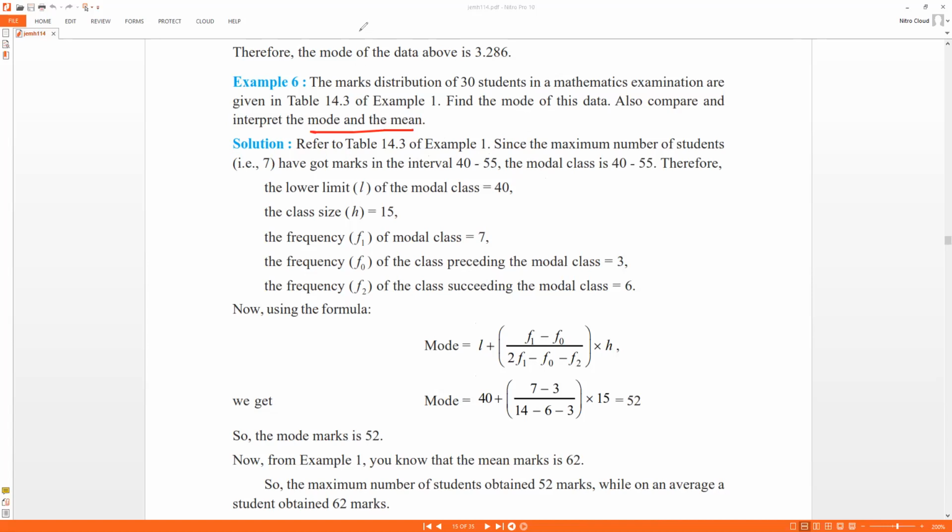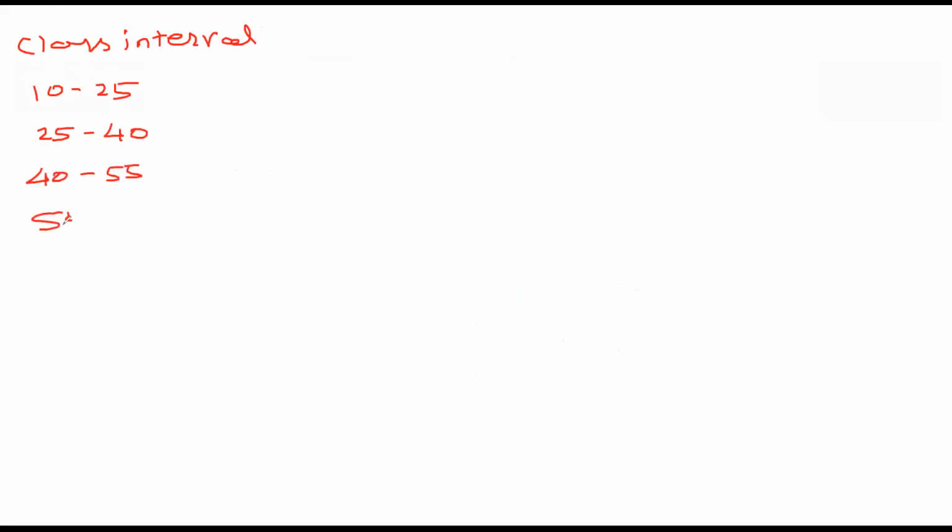So I'll go to the whiteboard and prepare a table. Everyone, first look and then prepare the table. So we have a class interval, CI: 10 to 25, 25 to 40, 40 to 55, 55 to 70, 70 to 85, and 85 to 100.